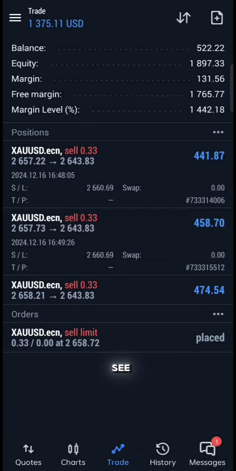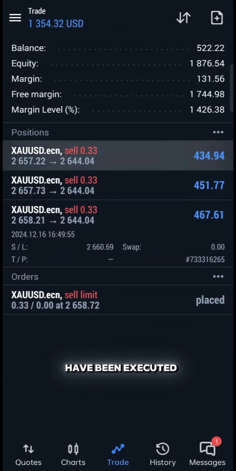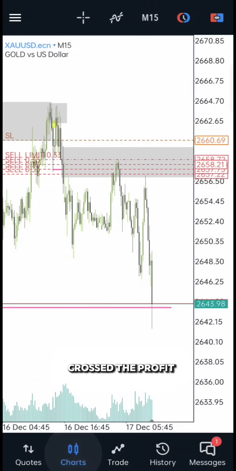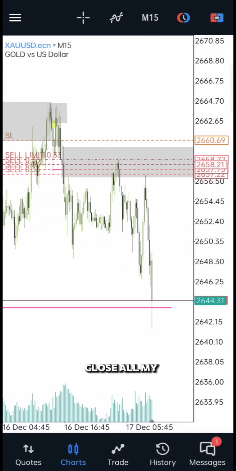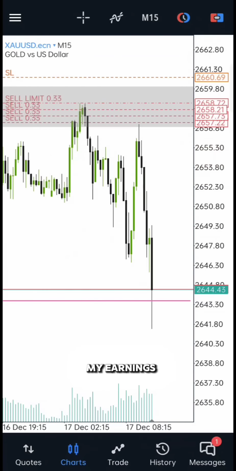As you can see, 3 out of 4 pending orders have been executed and have already crossed the profit target zone. So now I'll close all my orders and book my earnings.